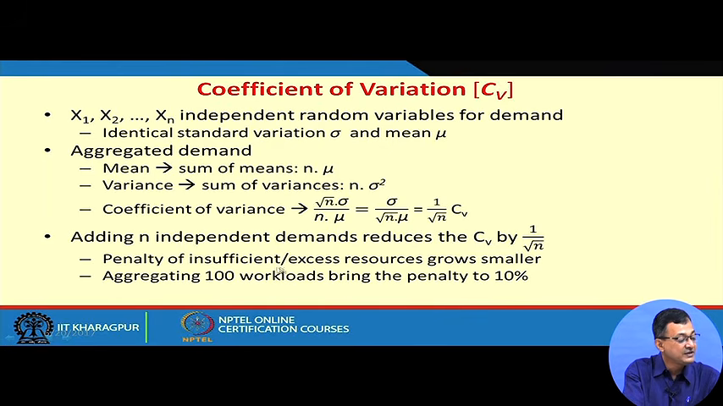So, the penalty of insufficient resources goes smaller, right. If it is smooth, then I do not have to keep as many excess resources at my back end, it reduces, right. Otherwise, I do not know whether the demand is 10 units or 100 units, and then I have to keep track of 100 units at the back end. Like aggregating 100 workloads brings the penalty down by 10%, since 1 by root 100 is 1 by 10. So, aggregating multiple workloads may allow me to have a reduced loading.